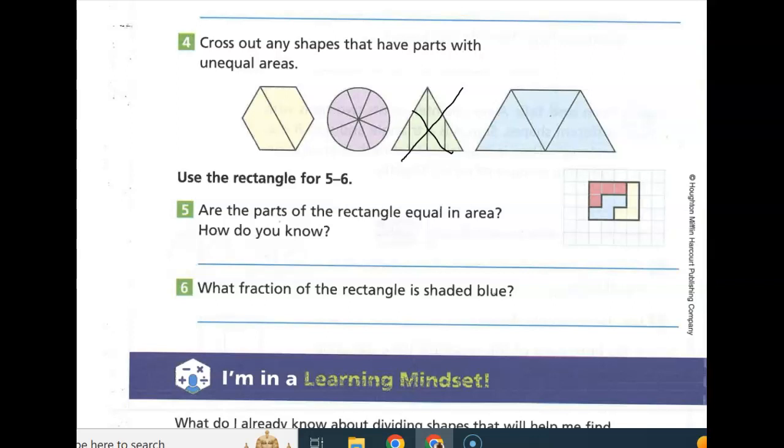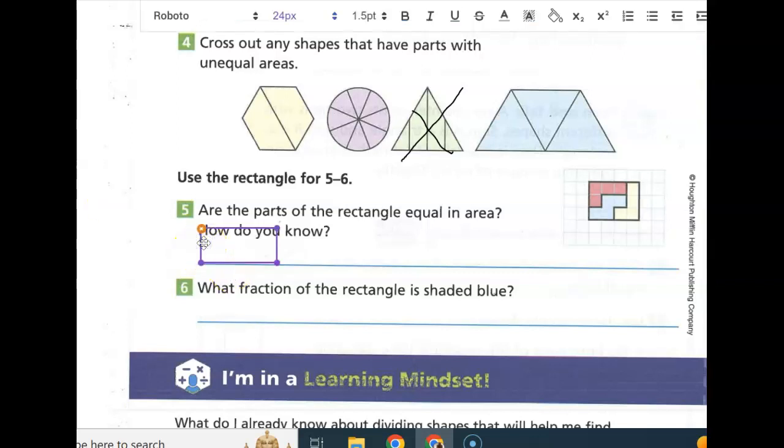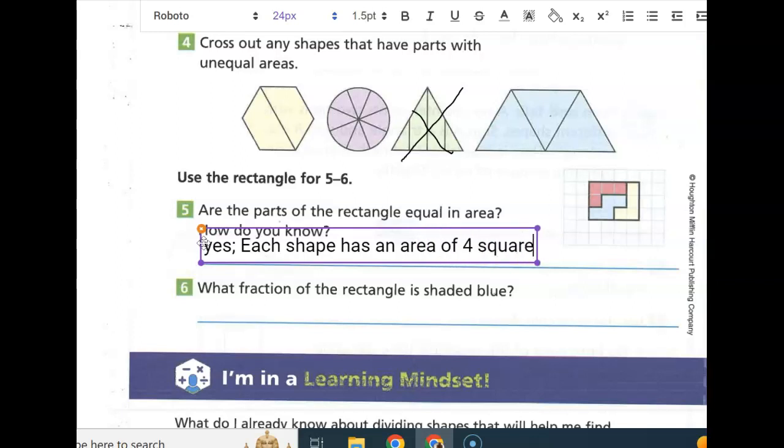Number 5, are the parts of the rectangle equal in area? Are they? How do we know that? Yes. Each shape has an area of 4 square units.